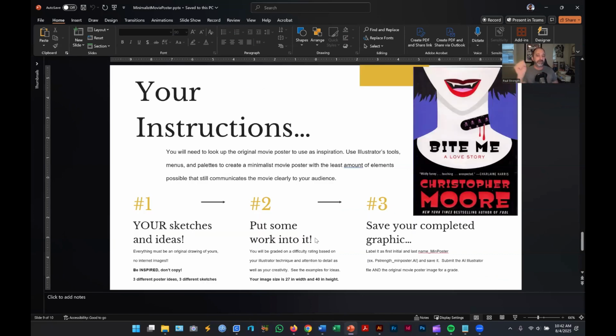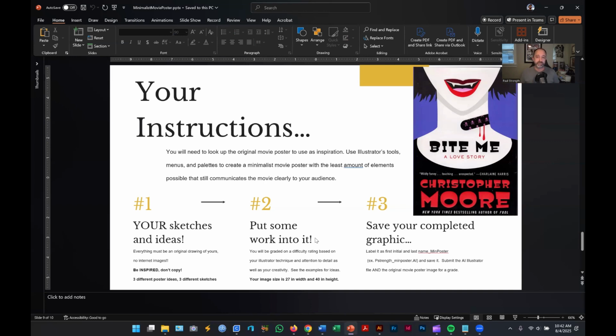This is the third book in the series called Bite Me. So notice the simplicity of a lot of it. So your instructions. You're going to need to look up some original movie posters. I want you to pick a movie. Just pick a movie. All right. Then you're going to look up the poster. That's going to be your inspiration. So what is the movie?